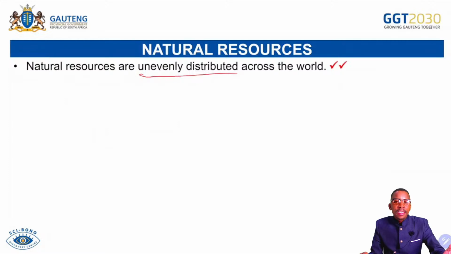South Africa does not have oil as a natural resource. So what do we do then? We are the importers of oil from different world countries so that we can satisfy our needs. So they supply us with oil, and then we supply them with what? With the minerals such as gold, platinum, etc.